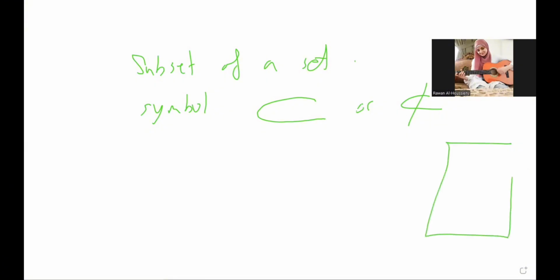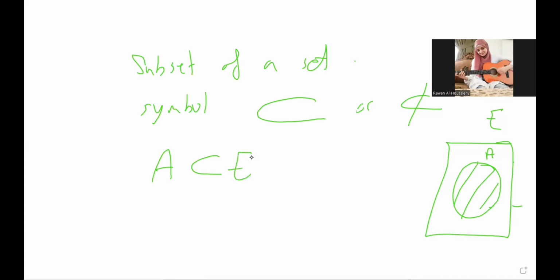Let's say I have a set E, and inside this E I have a set called A, for example. As we notice, A is a part of the set E. It's a part of it. Every element of A is inside the set E. So we can say that A is a part of E. When do I say that it is inside the set E, or a subset of E? If all the elements of A exist in the set E, or belong to the set E, then A is a subset of E.